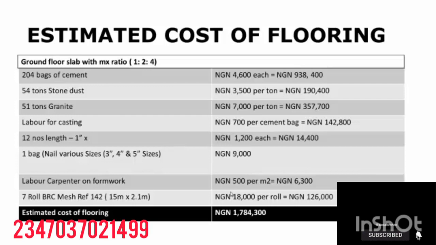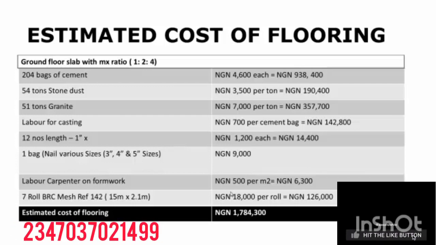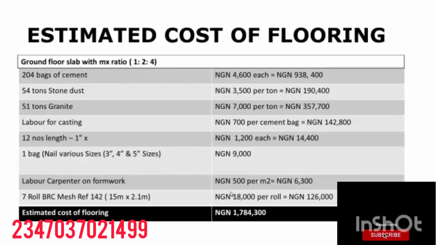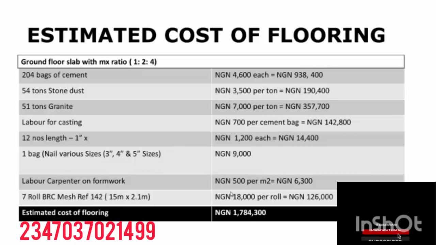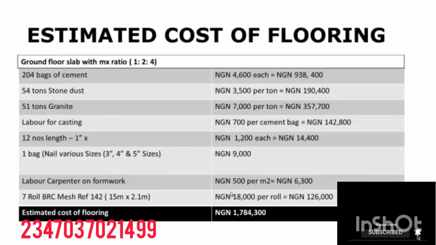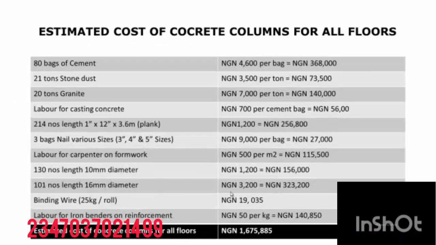You can check out the bags of cement, the stone dust, granite, labor, plank, nail, labor for carpenter. Everything is about 1,784,300 naira. You can see the prices by the right hand side. You can see the way I listed everything here. Okay, let's move on. Estimate cost of concrete column for all floor.